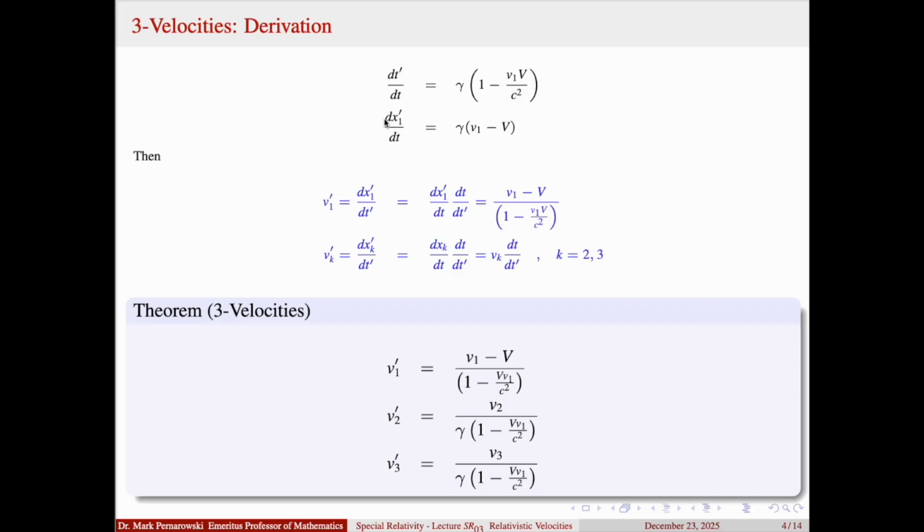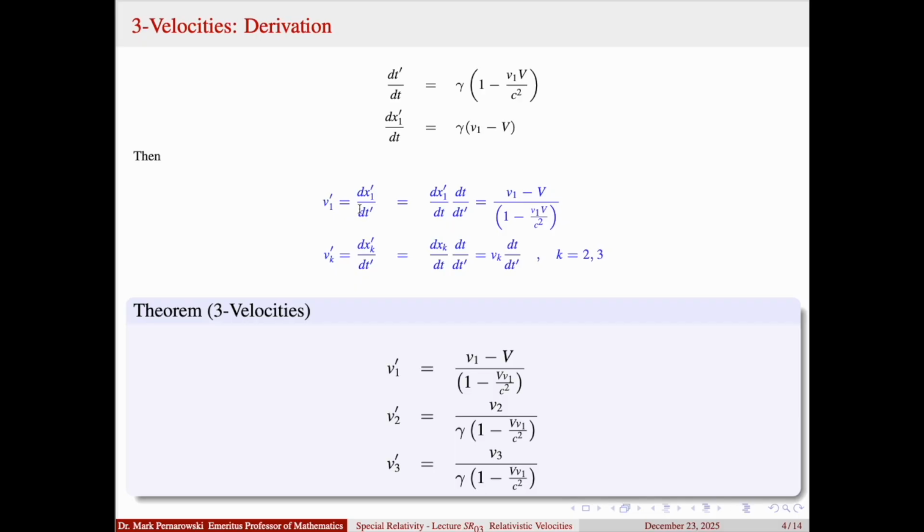In particular, dx1 prime/dt says what's the rate of change of x1 prime with respect to the time in the other frame. What we really want is to know what dx1 prime/dt prime is, because I have to use the t in the frame I'm talking about. So that's this first expression here.